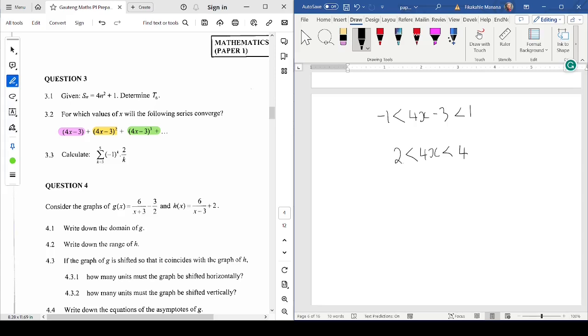On this side, what is -1 plus 3? That's a 2. Then we have to further simplify by dividing all sides by 4, right? So we'll divide everything by 4, and then we'll be left with x less than 4 divided by 4, which is simply 1. This side is 2 divided by 4, that's just a half. So this is now our final answer right there.